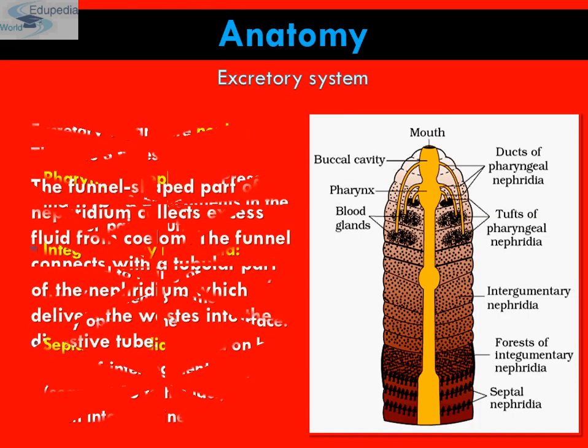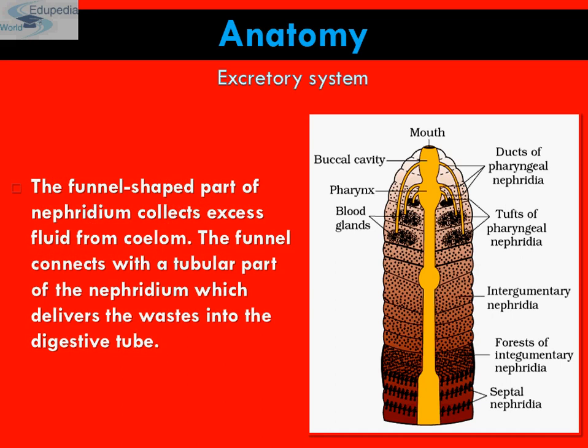Now comes the excretory system. What happens in the excretory system? A funnel-shaped part of the nephridium collects excess fluid from the coelom, and the funnel connects with the tubular part of the nephridium, which delivers the waste into the digestive tube. As you can see in this diagram, it has ducts of the pharyngeal nephridia, then comes the tufts of the pharyngeal nephridia. So the funnel connects with the tubular part of the nephridium, which delivers the waste into the digestive tube.